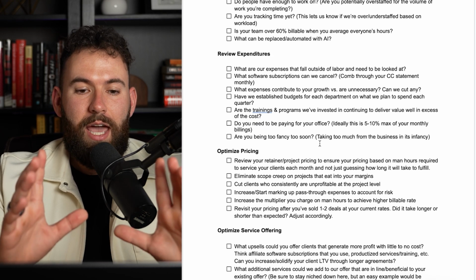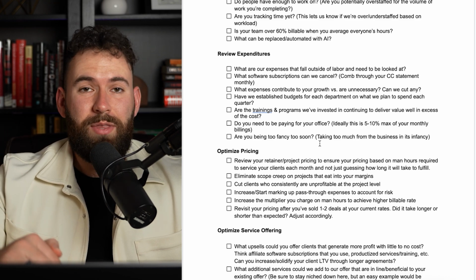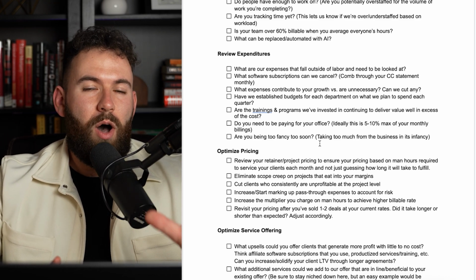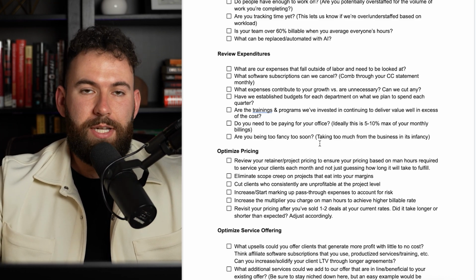And lastly, and arguably most importantly right now that I'm considering, is what can be automated or replaced using AI. Now, a lot of positions can't be entirely eliminated yet, but now one person can do the work of 3 or 5 people, depending on the role. So you want to make sure that you're using AI to the biggest and best capabilities that you can.